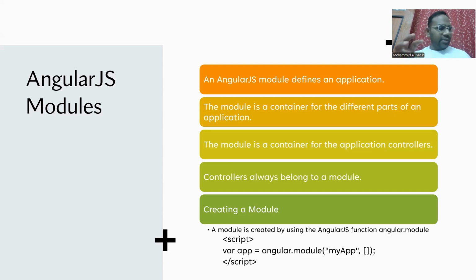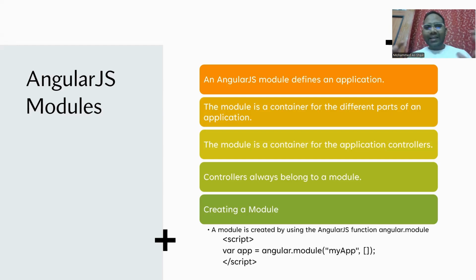An application doesn't have a single aspect. We may have different aspects. There may be a module related to students, a module related to employees, a module related to sales, purchases, like that. All those are the parts of an application.